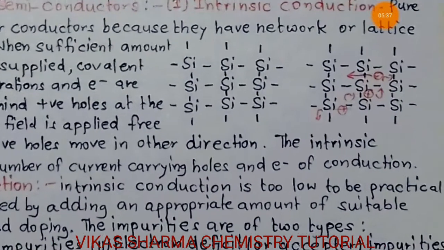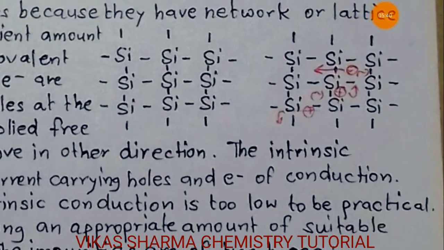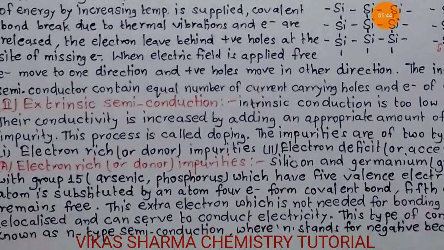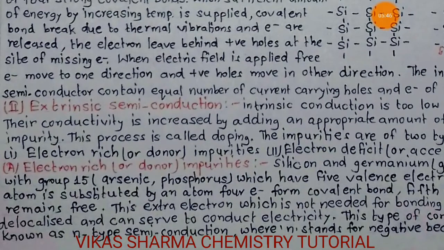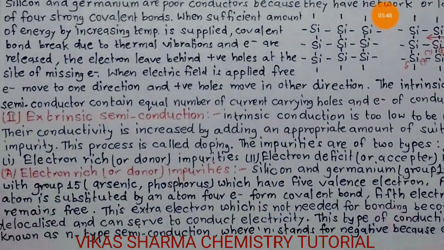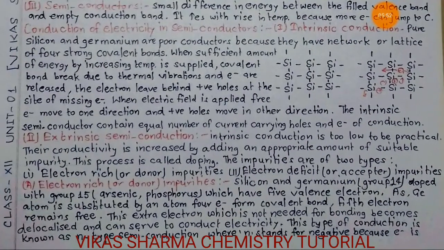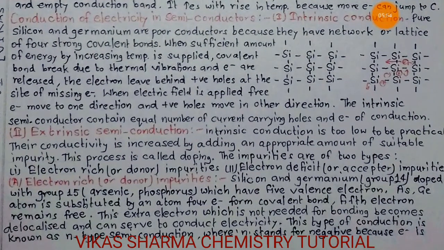You have seen, students, silicon. So silicon has some holes. Second condition, students, extrinsic semiconduction. Intrinsic conduction is too low to be practical. Their conductivity is increased by adding an appropriate amount of suitable impurity. This process is called doping.